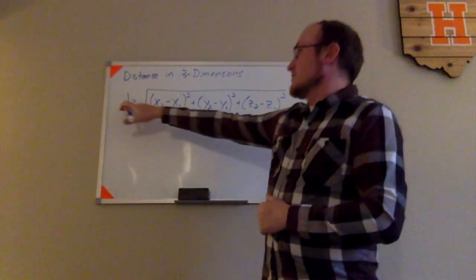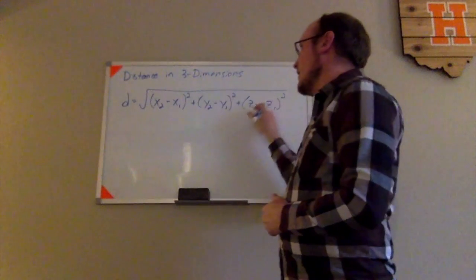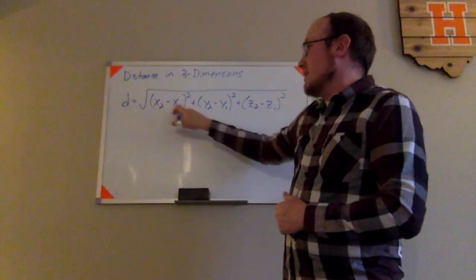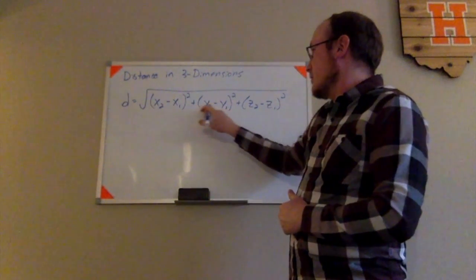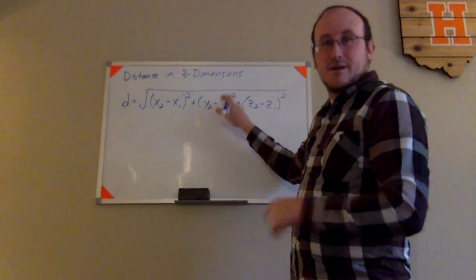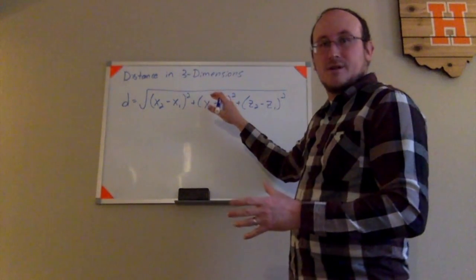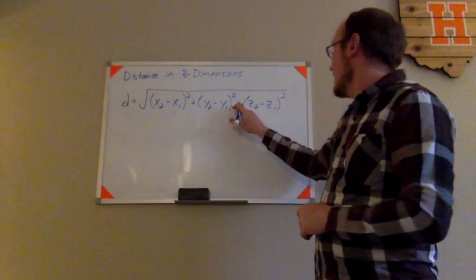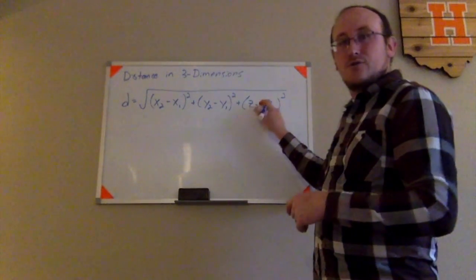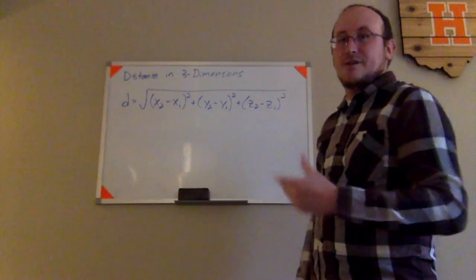So the distance formula: d equals the square root of the quantity x2 minus x1 squared plus the quantity y2 minus y1 squared. That's our formula for our distance in 2 dimensions. We just add this extra quantity here, the quantity z2 minus z1 squared, to the formula.